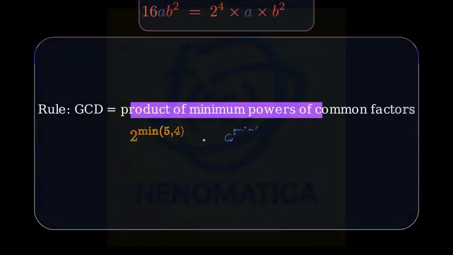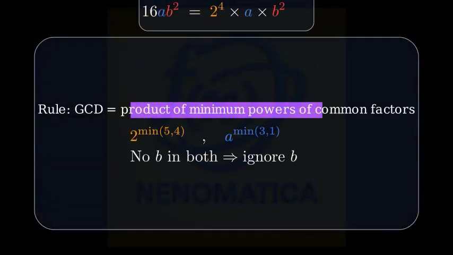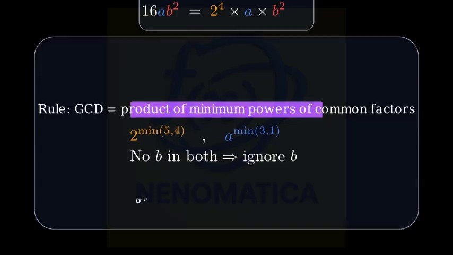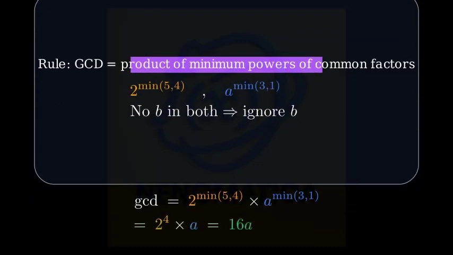We compare the exponents. For the factor 2, we take the smaller of 5 and 4, which is 4. For the factor a, we take the smaller of 3 and 1, which is 1. There is no common factor b, because b only appears in one of them. So the greatest common divisor equals 2 to the 4th times a, which is 16a.